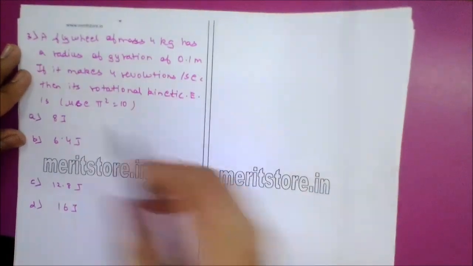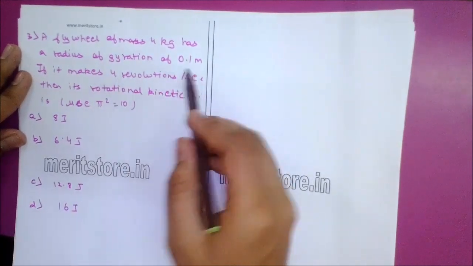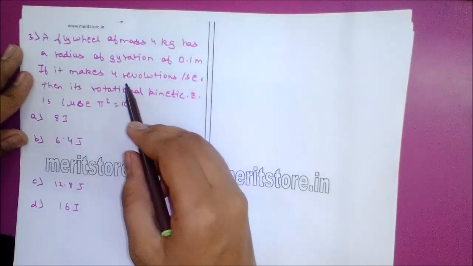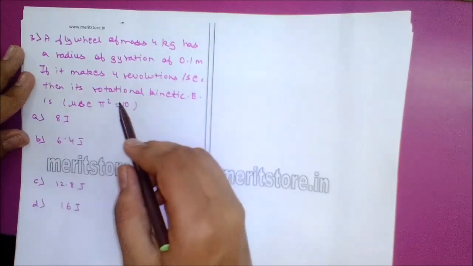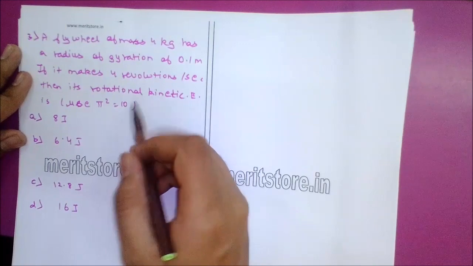Question number 3. A flywheel of mass 4 kg has a radius of gyration of 0.1 meter. If it makes 4 revolutions per second, then its rotational kinetic energy is, value for pi square is 10.